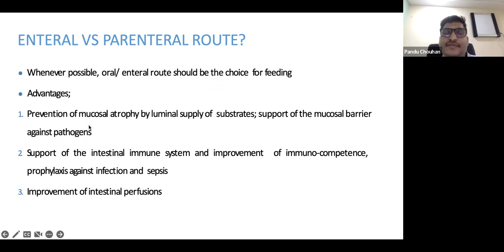The advantages of the enteral route are prevention of mucosal atrophy by luminal supply of substrate, support of the intestinal immune system and improvement of immune competence, prophylaxis against infection and sepsis, and improvement of the intestinal barrier and protection against perforation.